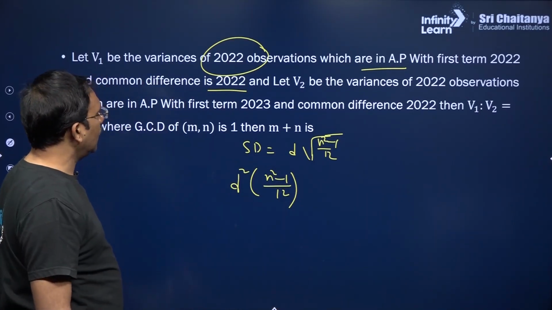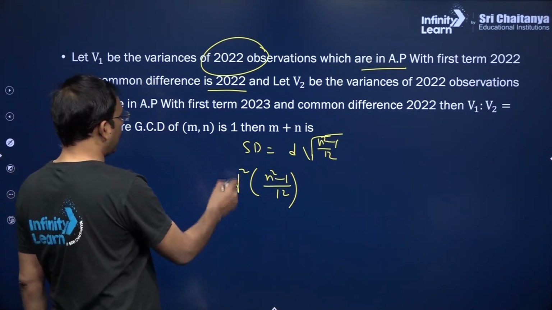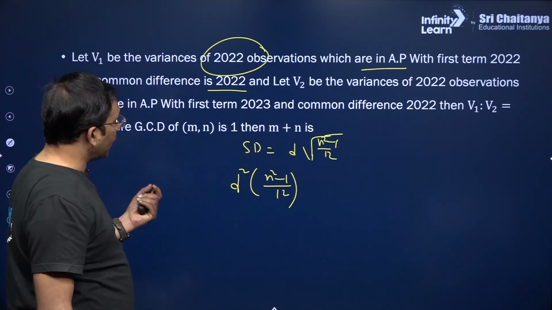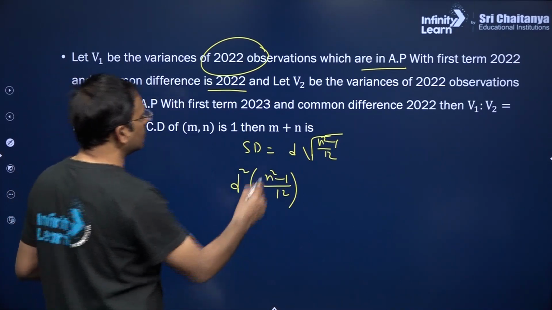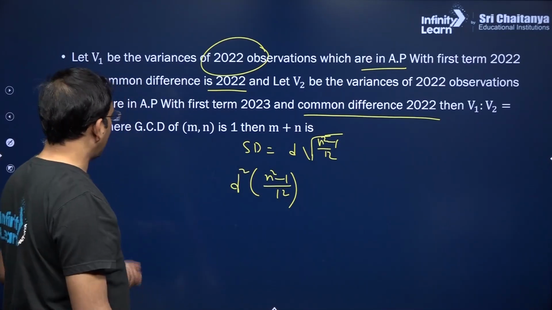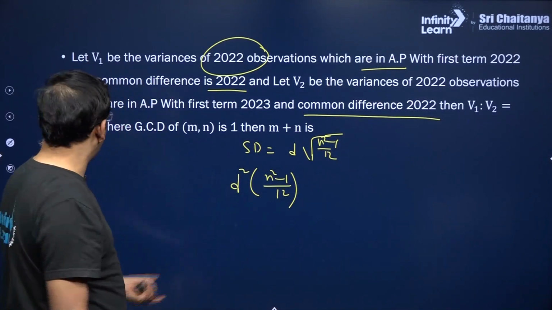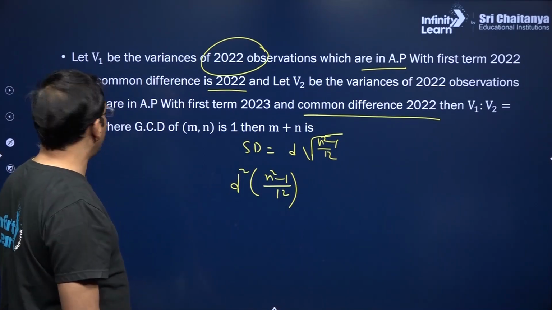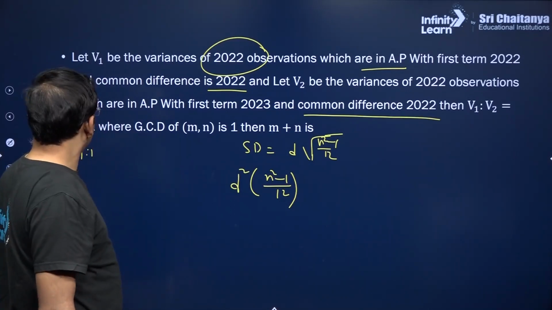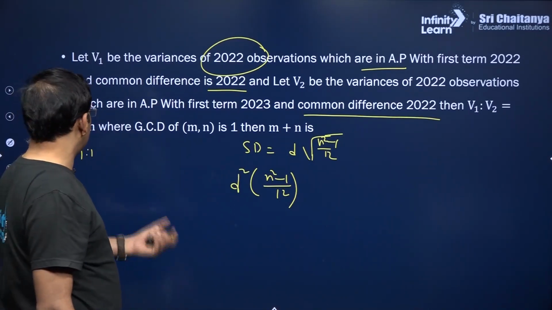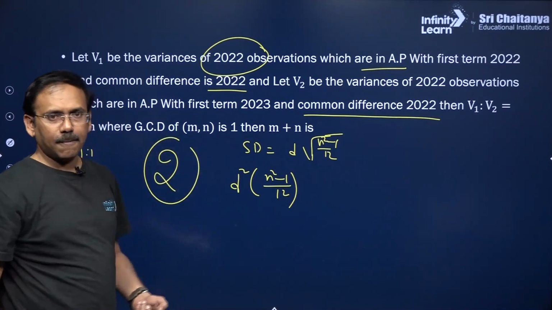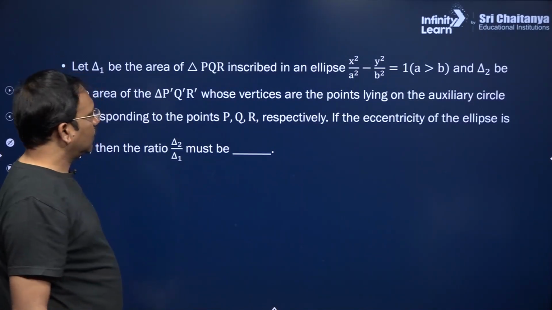Now, in the first case and second case, common difference is the same. The first term may vary, but common difference is 2022, 2022. D same, number of terms same. They are going to be equal. So he said V1 is to V2 is m is to n, that is 1 is to 1, my dear friends, 1 is to 1. So the GCD of m and n is 1, so m plus n is going to be 2, my dear friends. Okay.